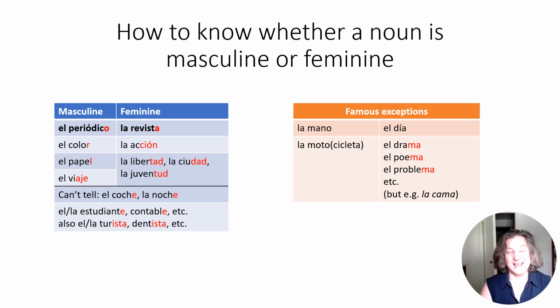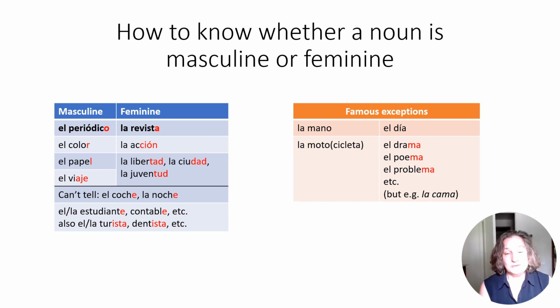There are plenty of exceptions to the O versus A pattern, but it still works in most cases. Mano, back in Latin, was already feminine, and día was already masculine. That's the kind of thing you just have to memorize. There are other exceptions. There are some words like moto, which are feminine because they come from a longer word that ends in an A. So la moto was originally la motocicleta.